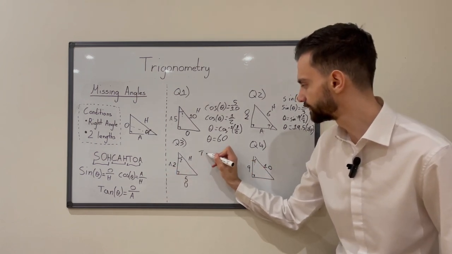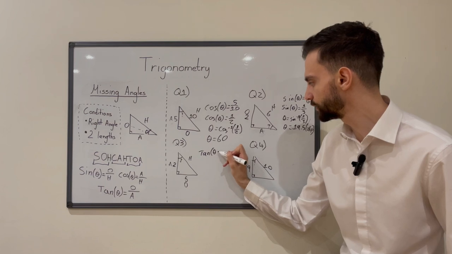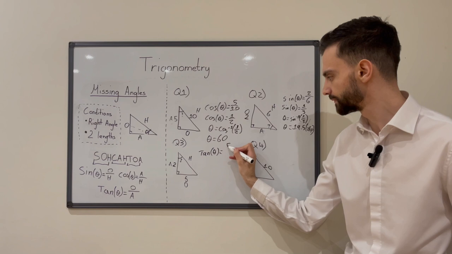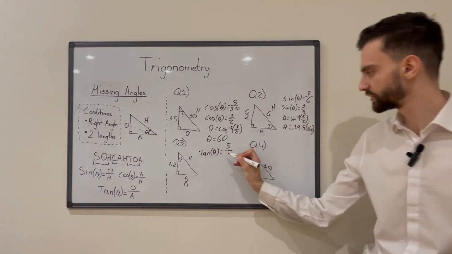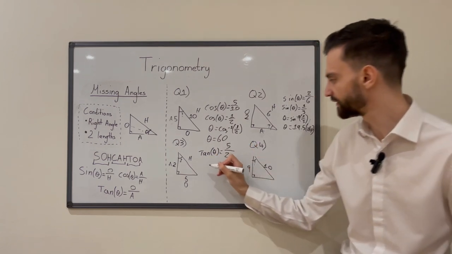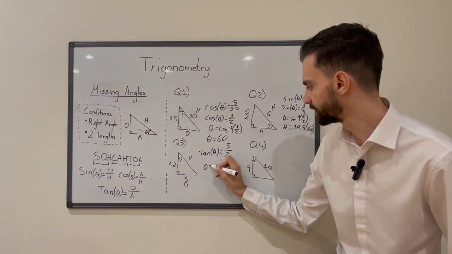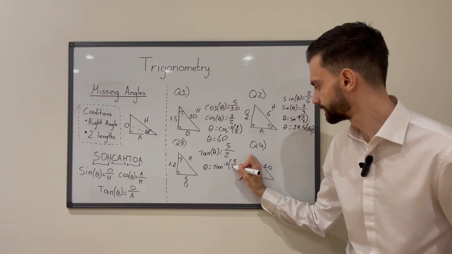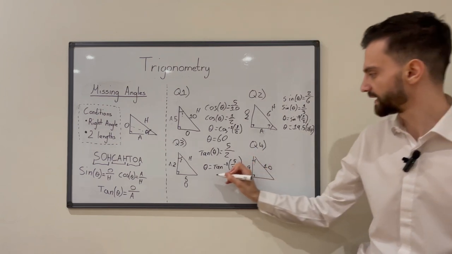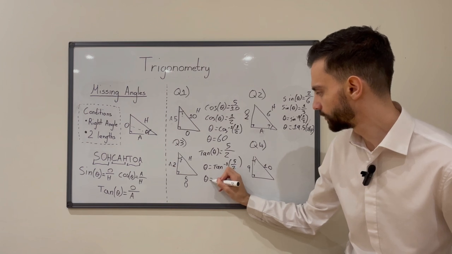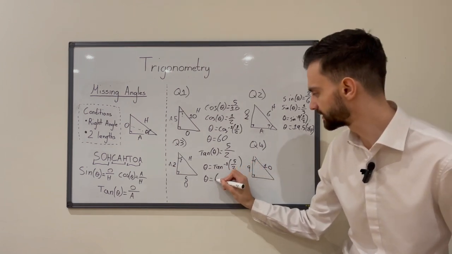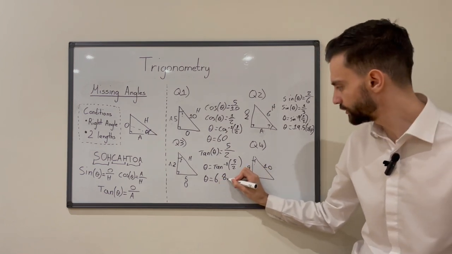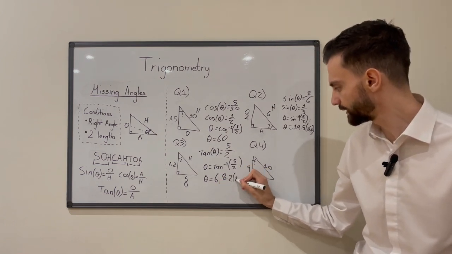We have tan of our angle is equal to O over A. O is 5 and A is 2. We have inverse tan of 5 over 2. Simplifying this on our calculator, we're going to get 68.2. Round it to 1 decimal place.